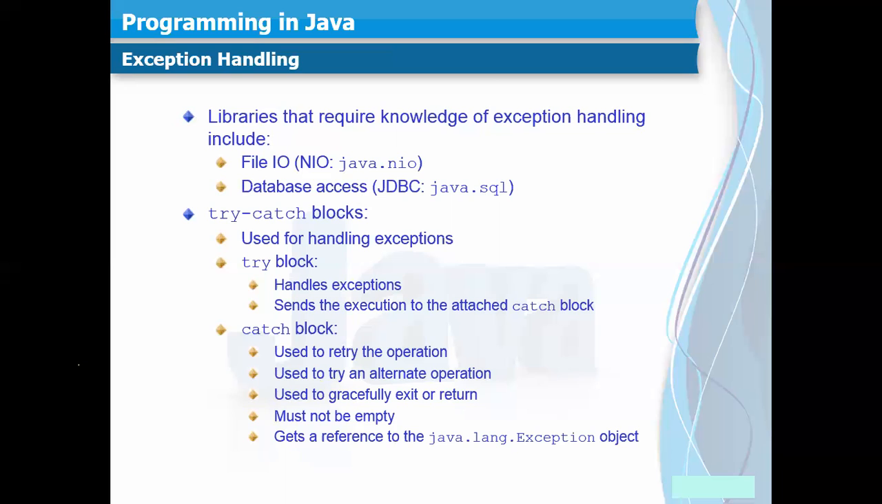Suppose you want to divide a number by 0, it shows that you are attempting to divide a number with 0.